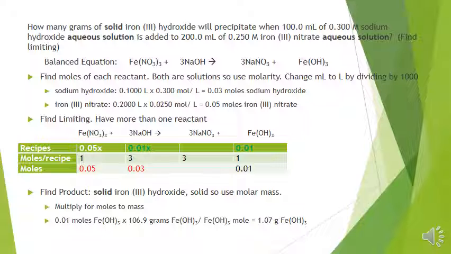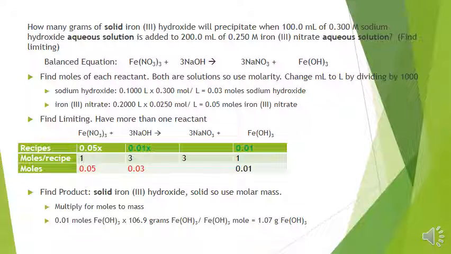So the first problem says, how many grams of solid iron(III) hydroxide will precipitate when 100 mL of 0.3 molar sodium hydroxide, an aqueous solution, is added to 200 mL of 0.25 molar iron(III) nitrate, also an aqueous solution?